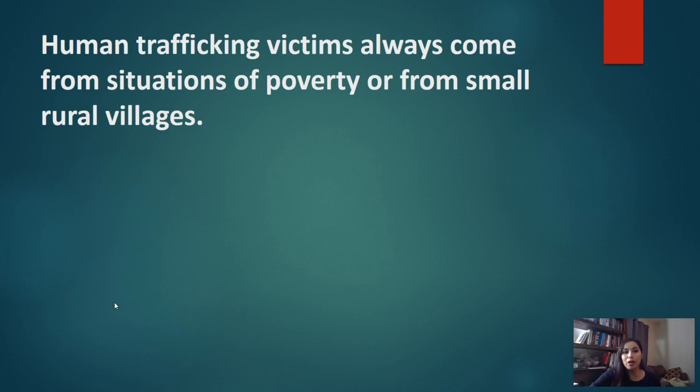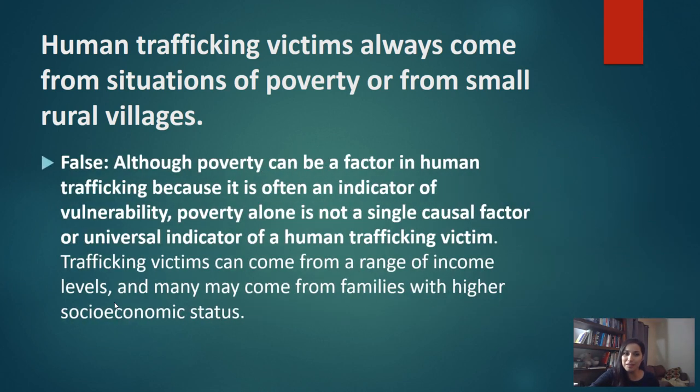Human trafficking victims always come from situations of poverty or from small rural villages. As you can probably have already guessed, that is false, although poverty can be a factor in human trafficking because it is often an indicator of vulnerability. Poverty alone is not a single causal factor or universal indicator of a human trafficking victim. Trafficking victims can come from a range of income levels, and many may come from families with higher socioeconomic status.